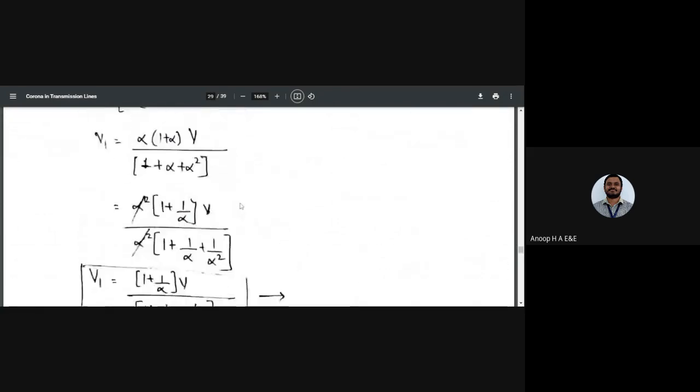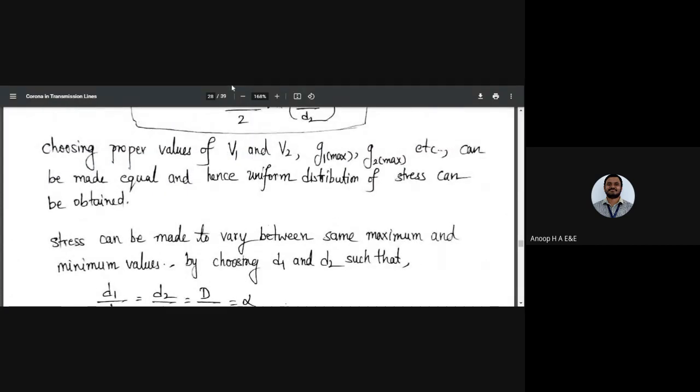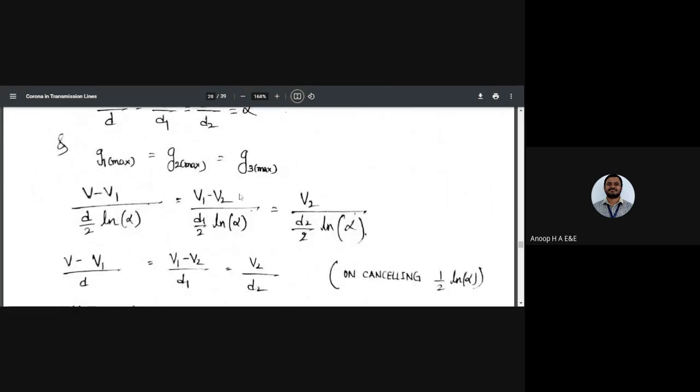So we had started with G1 max and G2 max, the general equations, and we wanted the stress to be equal, and we had maintained the intersheaths. So we introduced two intersheaths, maintained at different potentials. In order to make the stress equal on the surface of the intersheaths and the conductor, we choose the diameters of the two intersheaths, so that G1 max equals G2 max equals G3 max.